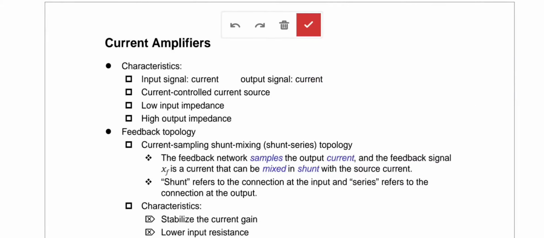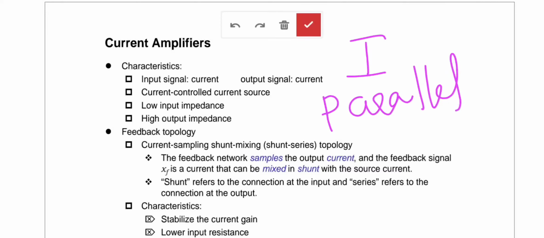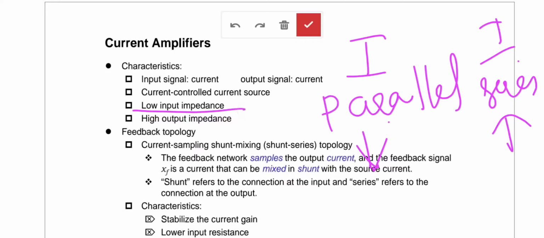So input is current, right? Current means parallel or shunt. Output current means series. Input parallel connection means resistance decreases. Output series connection means resistance increases. So it has low input impedance and high output impedance.